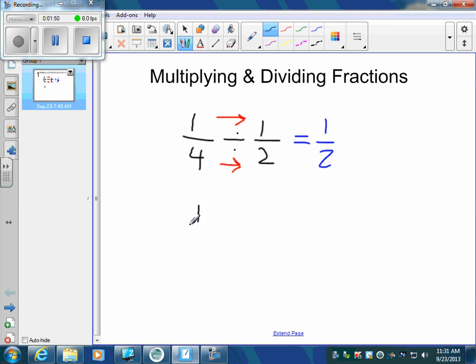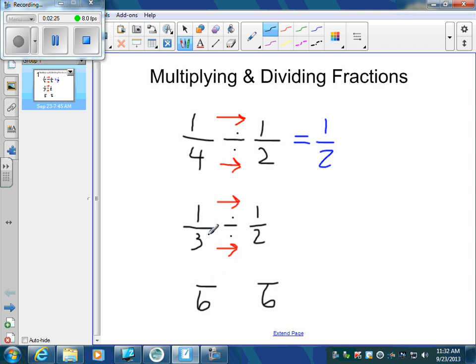However, if we have 1/3 divided by 1/2, again, let's see if the numerators work. 1 divided by 1 works, but 3 divided by 2 doesn't work. So now we need to find a common denominator. That's the one thing that's different with dividing. We need to make sure we have common denominators. So 3 and 2, our common denominator is going to be 6.